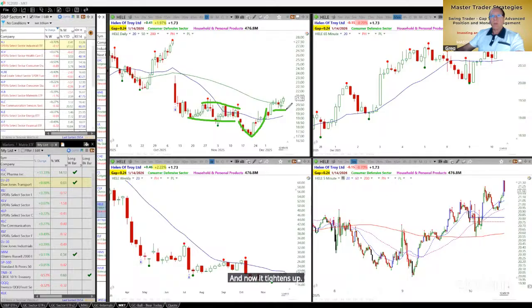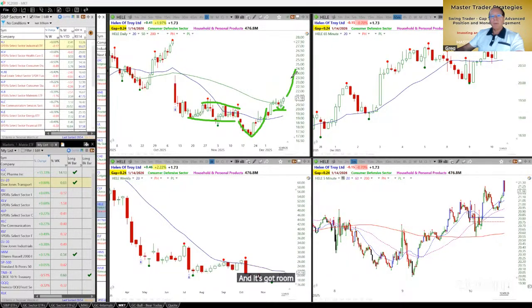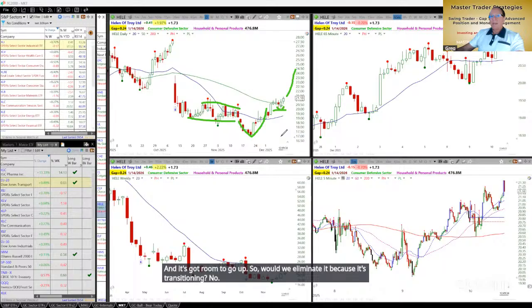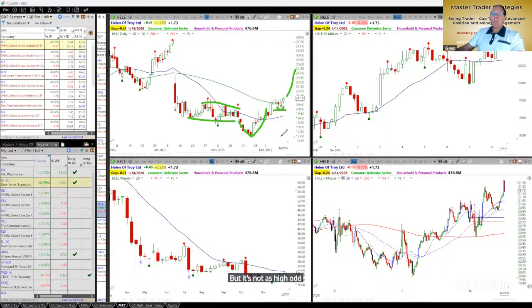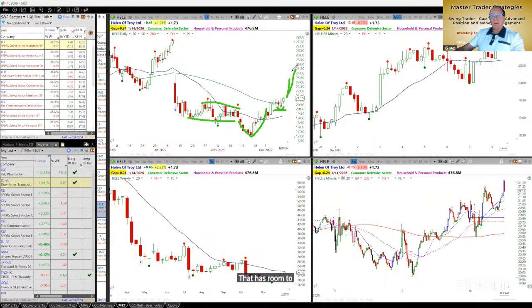This is why Dan wants to look at this. It dipped down yesterday and it came right back again, and it's got room to go up. So would we eliminate it because it's transitioning? No, but it's not as high odds as the examples that we looked at that were already in existing uptrends and downtrends. But this is certainly one that has room to go higher.